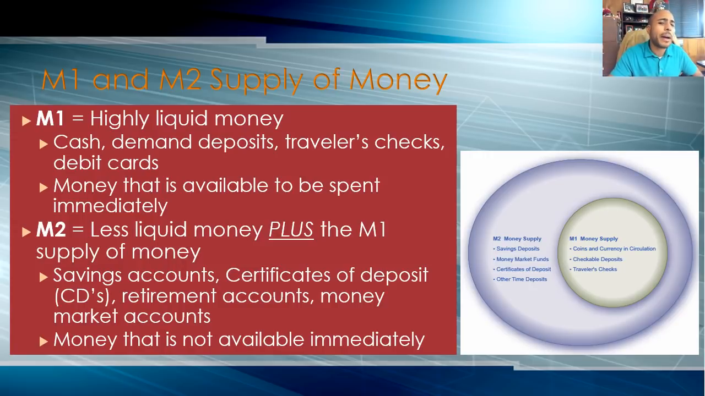If you don't know what I mean by not liquid money, that would mean things like savings accounts, certificates of deposit, retirement accounts, money market accounts, basically accounts that you own that have money in them, but you can't access them very easily. Basically, it's money that's not in circulation. So M1 is the highly liquid money that's in circulation that's available to be spent now. M2 is the less liquid money plus all of the M1 money.